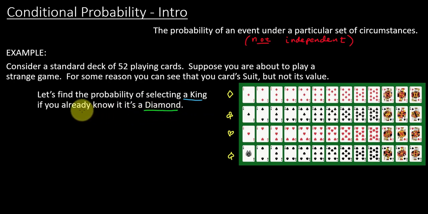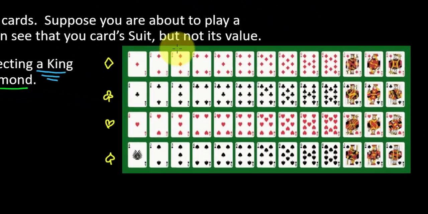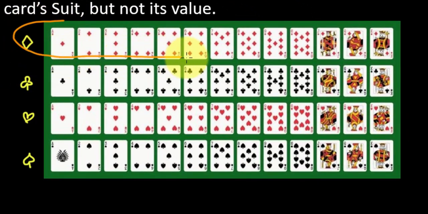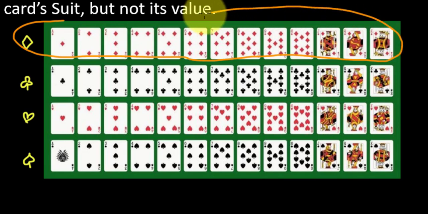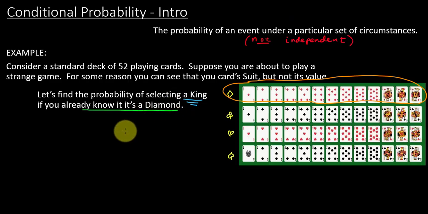So you already know it's a diamond. The event of interest is king. Well, we already know it's a diamond. A quarter of the deck is diamonds. If I was to circle those here, there they are. So we know that there are 13 diamond cards. And you know you've got one of them. That's what's known. The question is, what's the chance that it's the king?